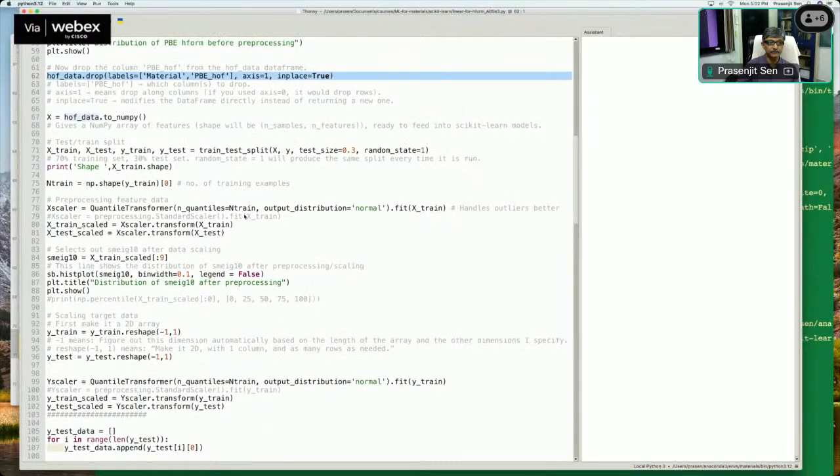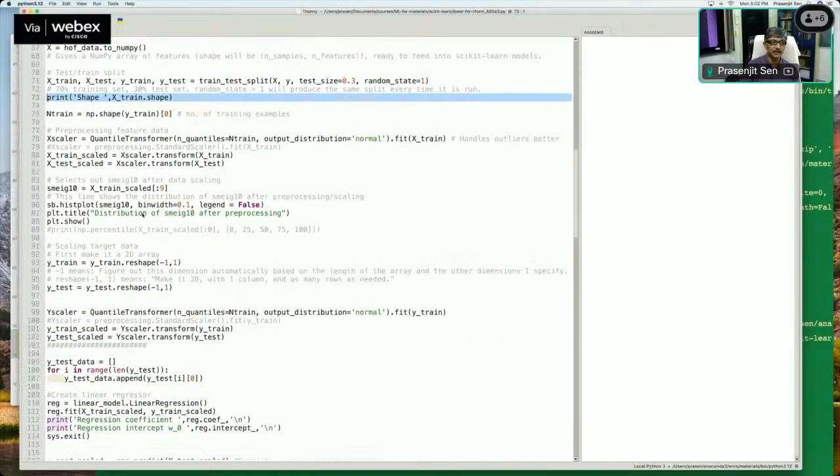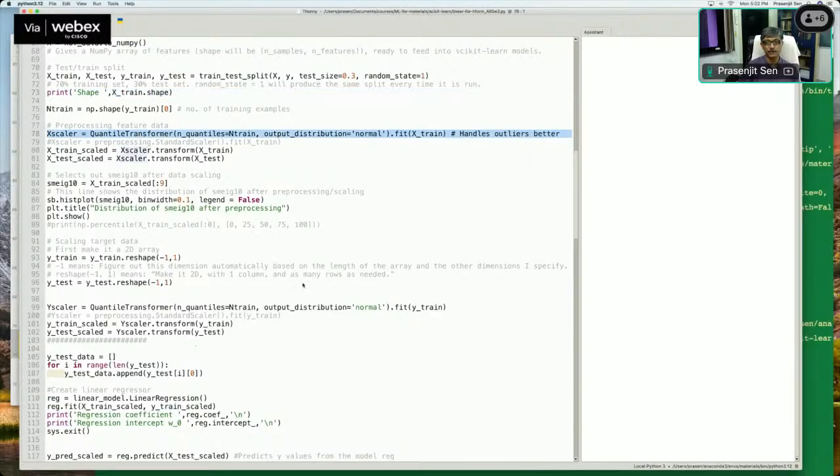Okay. So now here X, which was a pandas data frame, is transformed to a NumPy array. And here the train test split is done. So we split both X and y into training and test set. And test size is 0.3, that is 30% of the data is kept as test data and 70% is used as training data. So this is just again to see what is the shape of that. Now here comes the transformer.